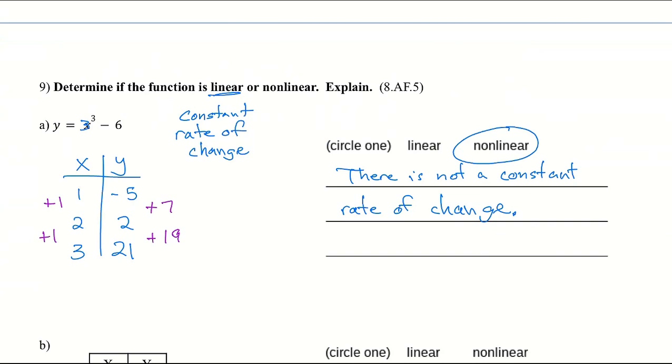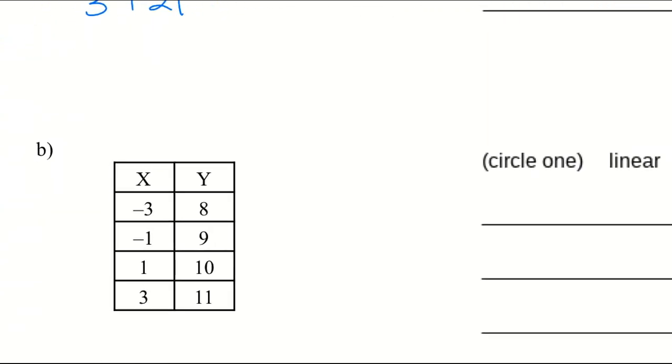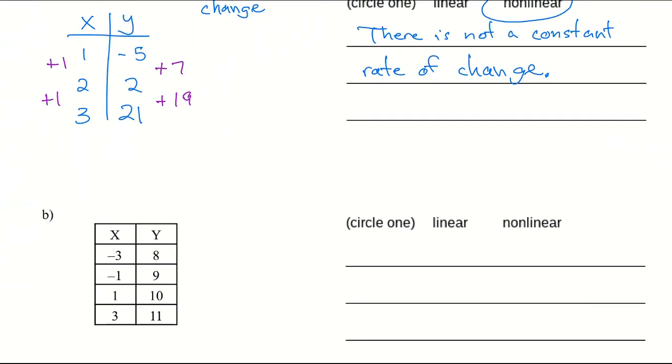For B, we have our x's and our y's. Let's see. Negative 3 to negative 1 is plus 2. Negative 1 to 1 is plus 2. 1 to 3 is plus 2. So my x's are good. My y's, 8, 9, 10, 11. So these are all plus 1s. So it's linear. There is a constant rate of change.